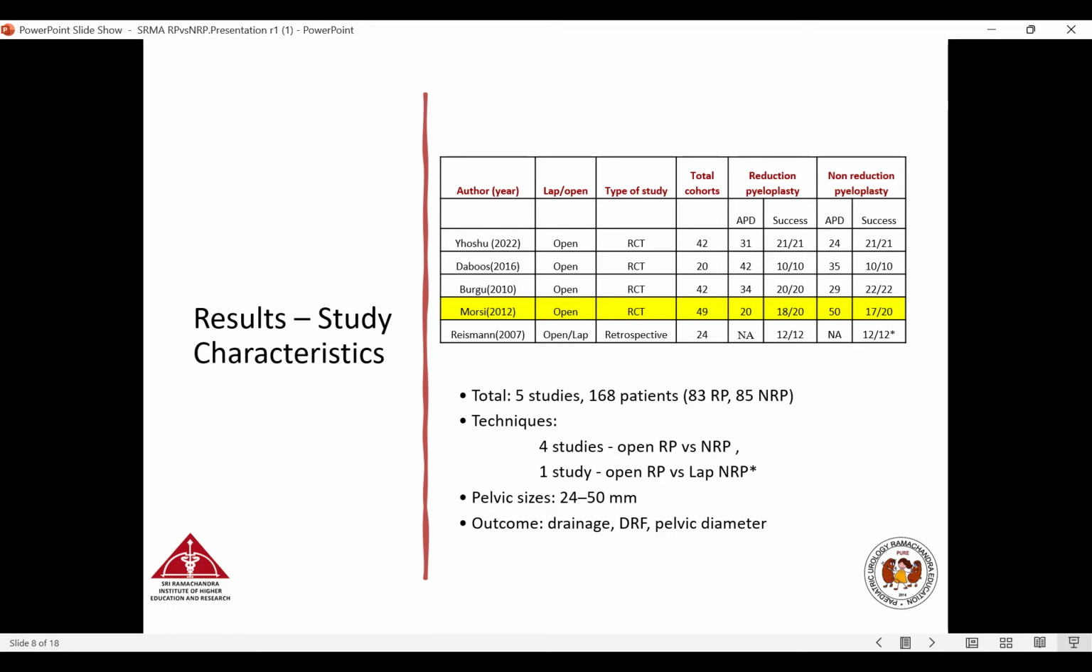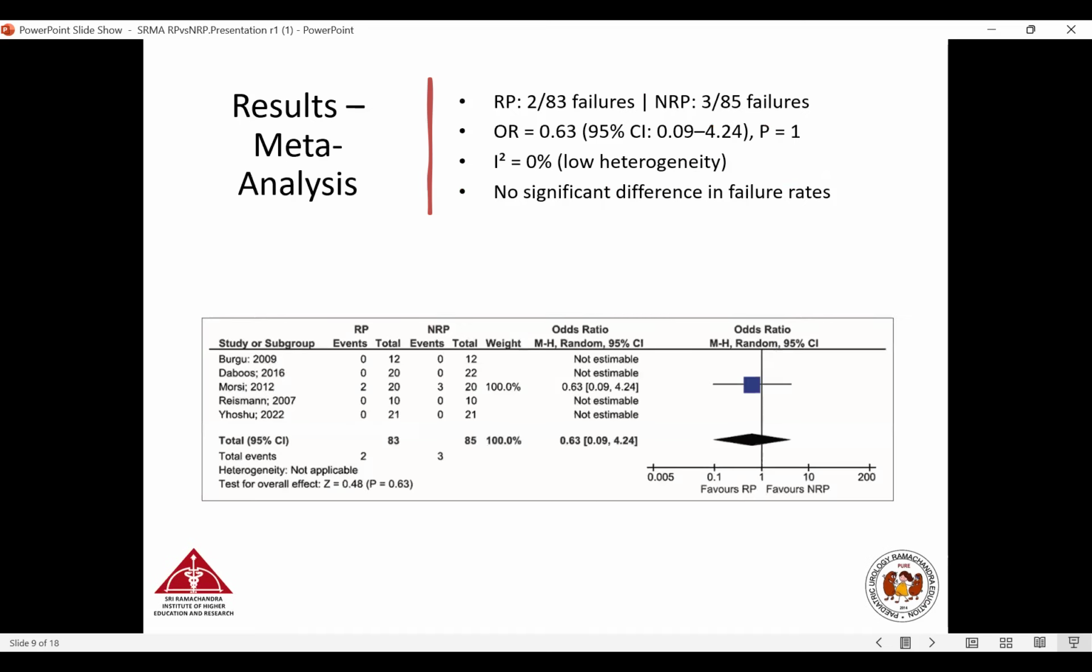So again, these are the problems and handicaps of systematic reviews and meta-analysis, because the evidence you build is based on the quality of the substance you're having. And here the quality is not great. So we have to take it with a pinch of salt. Out of the 83 patients, 2 had a failure in the reduction pyeloplasty. In the non-reduction pyeloplasty, out of 85, 3 had a failure.